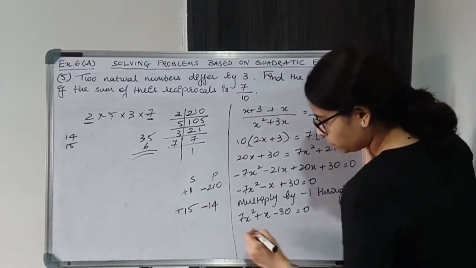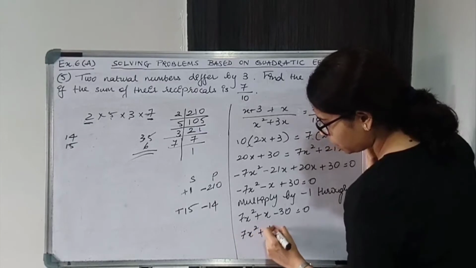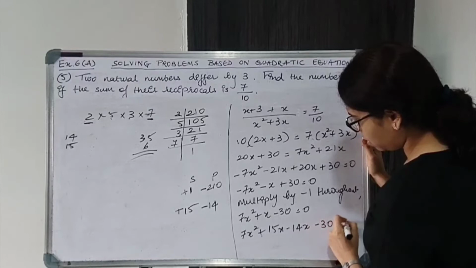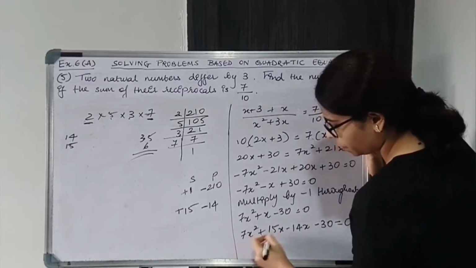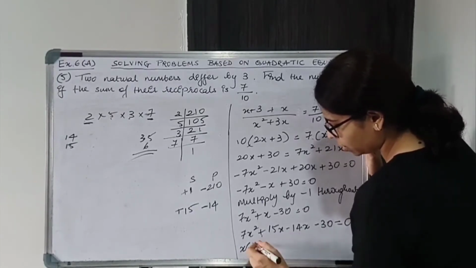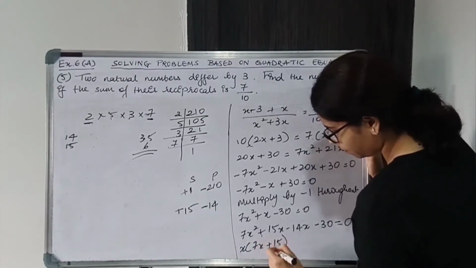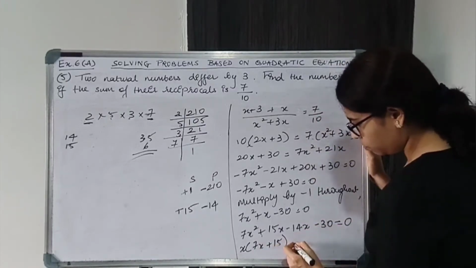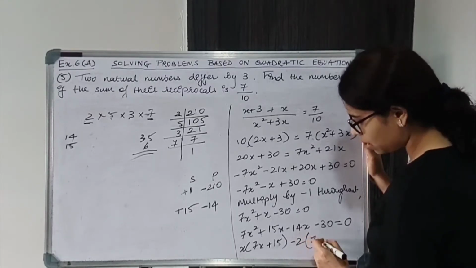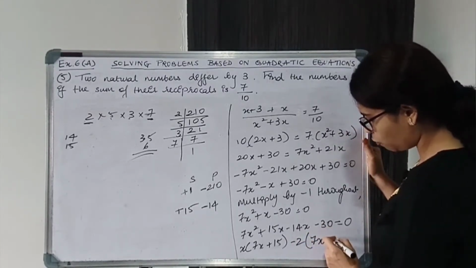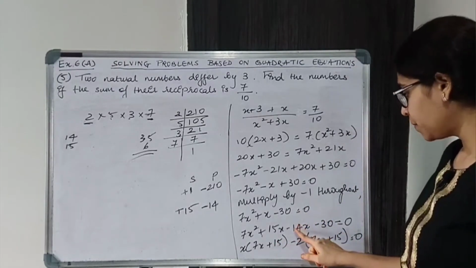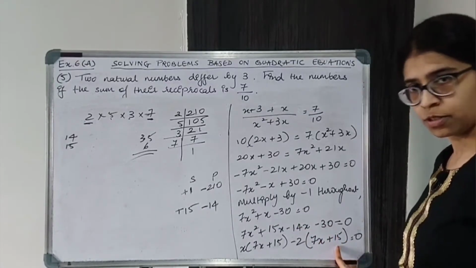Alright, so 7x square plus 15x minus 14x minus 30 is equal to 0. So over here we can take only x common. So x into 7x plus 15 बचेगा. Okay, and यहाँ पे 2 common and minus also. So -2, we are left with 2 7s are 14 and यहाँ पे 2 15s are 30. Signs will change because we have taken minus sign outside. This becomes positive, this becomes positive.